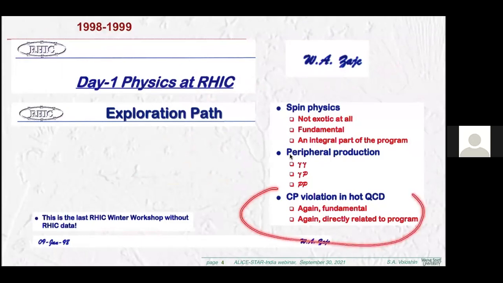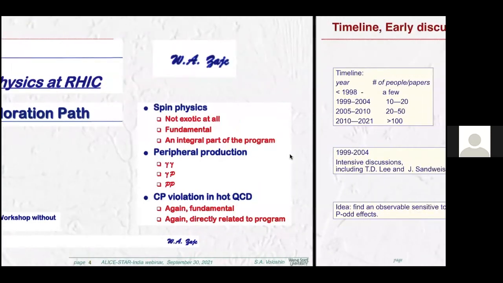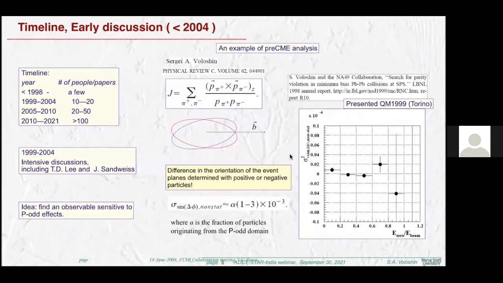And already here, Bill Zajc put it along with topics such as ultra-peripheral collisions and spin physics, which shows the importance. On the other hand, at this time, in the early discussion before 2004, it was almost like a random walk. People tried to find some observable which would be sensitive to those processes. Nevertheless, in those years, I would estimate that up to 20 people were actively thinking about that.